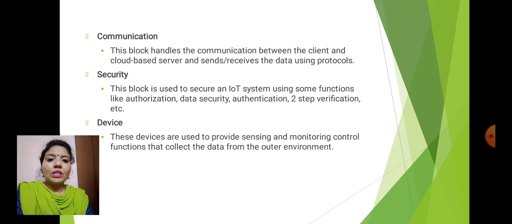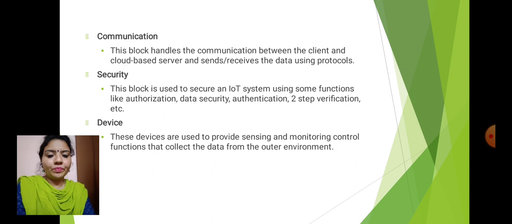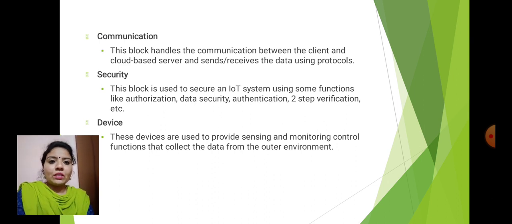Security. This block is used to secure an IoT system using some functions like authorization, data security, authentication, two-step verification, and so on. It makes sure that the data transferred between the devices is secured. Device. These devices are used to provide sensing, and they are also used to monitor the control functions that collect the data from the outer environment using sensors.